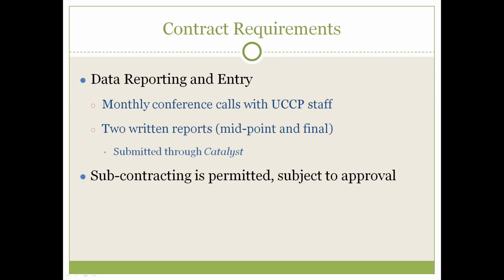So more into the technical side of the grant application, the contract requirements. We do have some data reporting and entry requirements. We require monthly conference calls with our Utah Cancer Control Program staff, 2 written reports, a mid-year and a final year report, and we have those submitted through our Catalyst reporting system, which is a web-based online reporting system. And we do allow subcontracting if it's approved, if you need any of that done for part of your project.